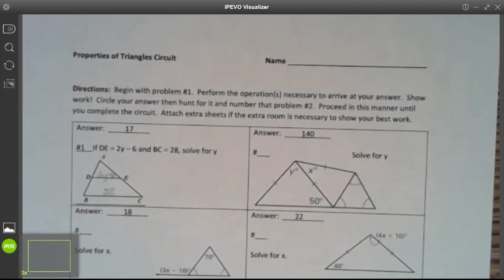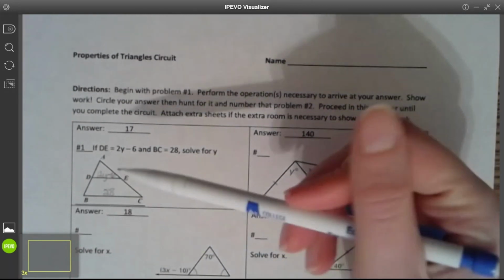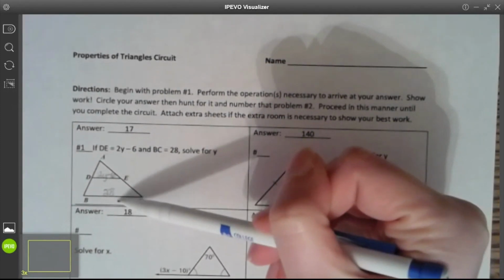In order to be successful with this circuit, we are assuming that our students have been taught and know the midpoint or the mid-segment relationship, as well as isosceles triangle, angle and side relationships, remote exterior angle relationships, equilateral, equiangular, all of the triangle properties that we know and generally teach within this unit, they have already been taught. So this is a culmination activity in which they're getting to practice and apply all of those different properties that they know. So at this point, they do know that this mid-segment is equal to half of BC.